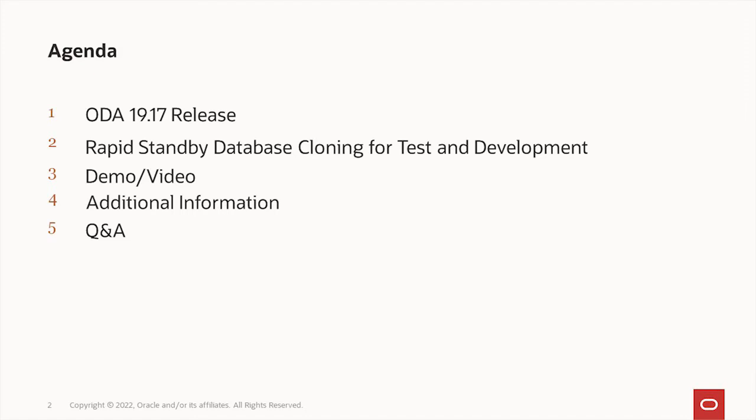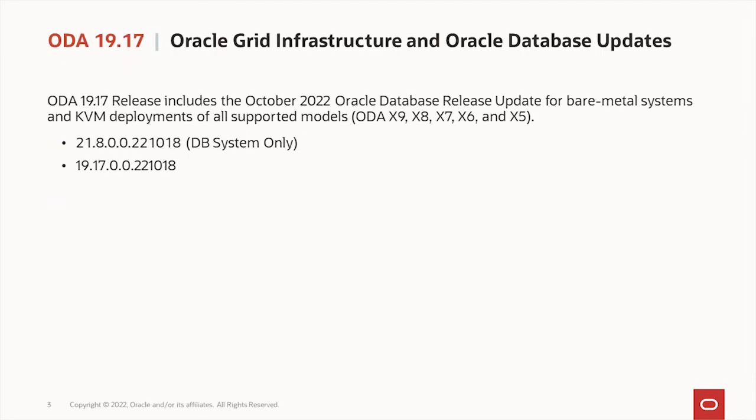Okay, so let's get started. 19.7 was just released yesterday, and this release includes the Oracle Database release updates from October. There are two versions that we support, the 21c and the 19c. Here you see the actual patch codes for the releases.